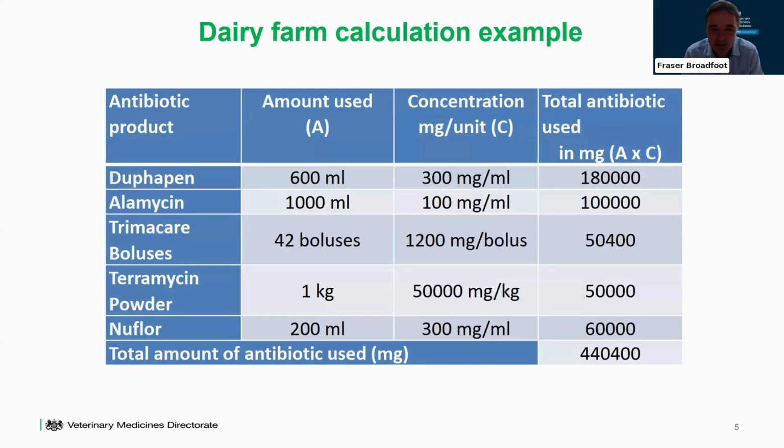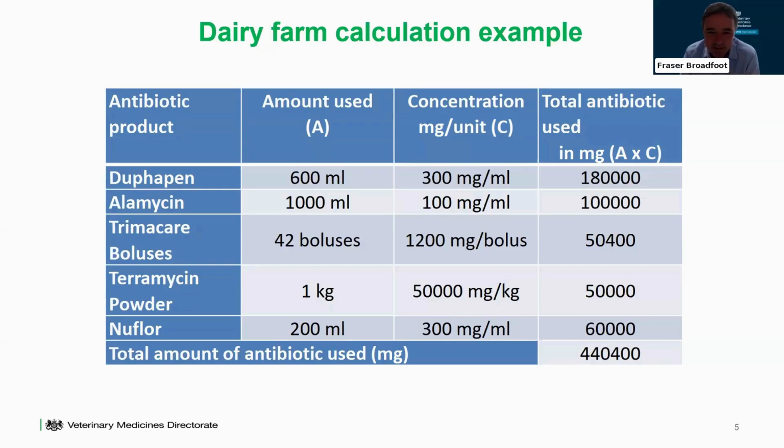This is just a simple example from a dairy farm. You can see that the first list is the antibiotic product, and then you collect the amount used in milliliters, or boluses in the case of tablets, or kilograms. It depends on the particular product. So we collect the amount used, and that's what the farmer or the vet needs to tell us. Then as long as we know the strength of that product in milligrams of active per unit, you just multiply one by the other, and that will give you the total milligrams of antibiotic that has been used on that particular farm.